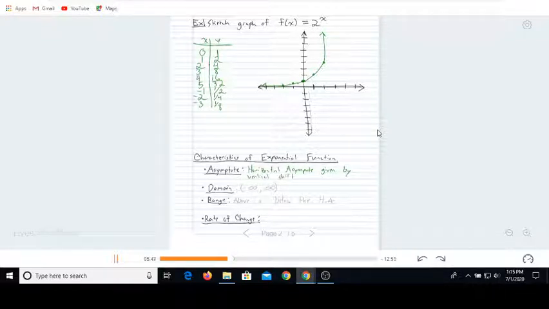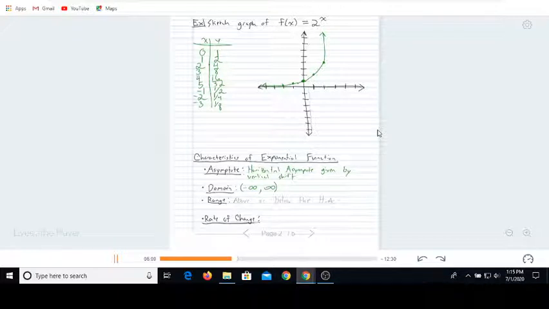Now the domain of any exponential function is going to be all real numbers. In other words, negative infinity to positive infinity. Note we don't have to worry about division by 0 or imaginary numbers or any complications. We can plug in any number we want. Now the range will depend upon the transformations and the asymptote.